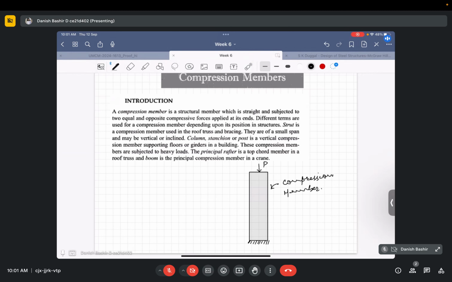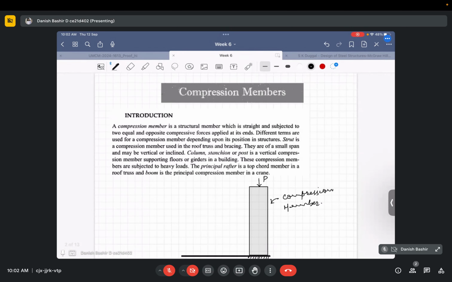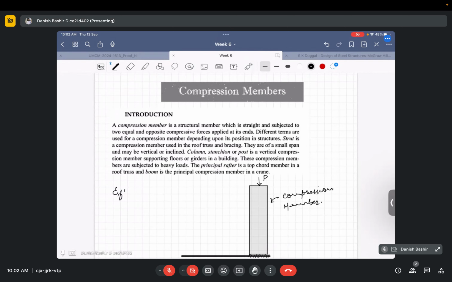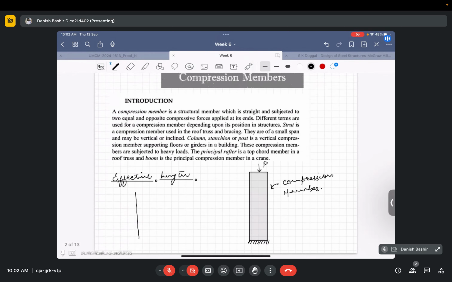Then, in a compression member, there is an important parameter known as the effective length of that compression member. What is that effective length that we are going to study? I will give you the basic idea of effective length. So, for example, we have a column like this.